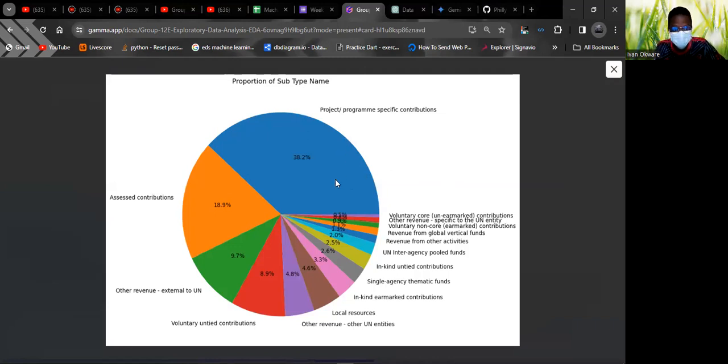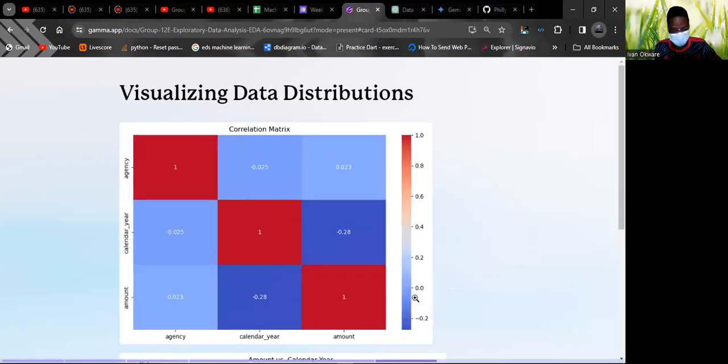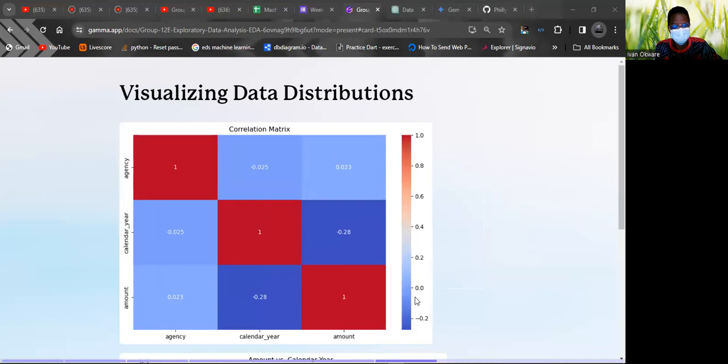Here we have the different subtypes of the revenue collected. Let's say it is a single agency, funds, in kind, earmark contributions, quite a number. So moving ahead, we went ahead to determine different types of plots. This is a bar graph showing the distribution of amount and the frequency. Quite a number of different graphs that we have had here.